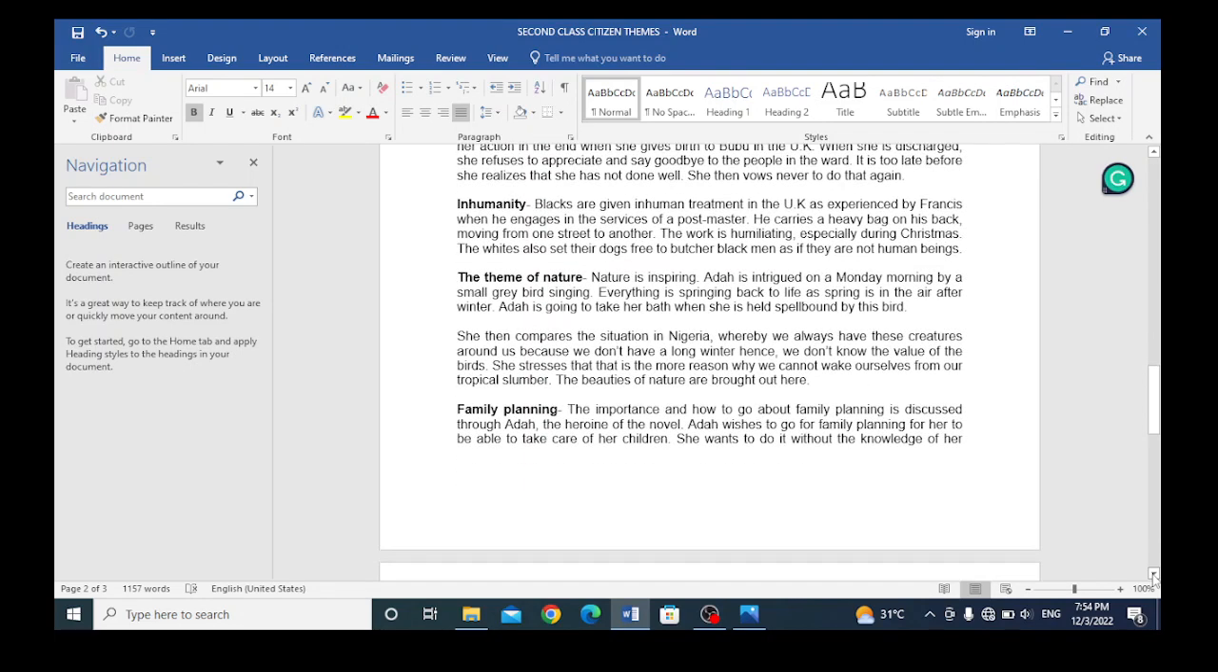There's also the theme of inhumanity. This is when human beings are treated as if they are not human beings, where they are treated like animals. Blacks are given inhuman treatment in the UK, as experienced by Francis. When he engages in the service of a postmaster, he carries a heavy bag on his back, moving from one street to another. The work is humiliating, especially during Christmas. The whites also set their dogs free to butcher black men as if they are not human beings.